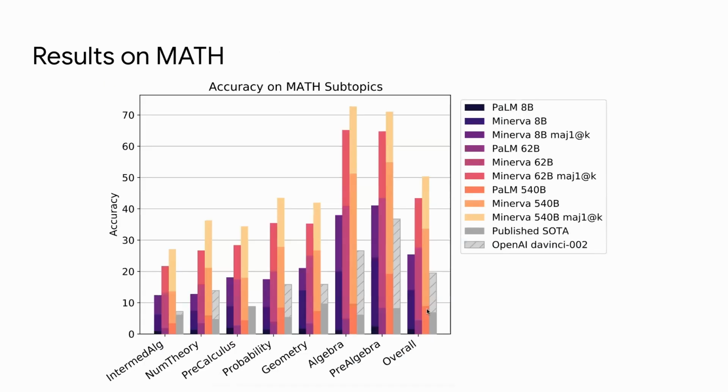So this is another example. And then here are the aggregate results on math. So what's going on here? The x-axis here is the different topics inside the math benchmark. You can see there's intermediate algebra, number theory, and so on. If you want, it's enough to focus on overall. Overall is just the average over all the different topics.